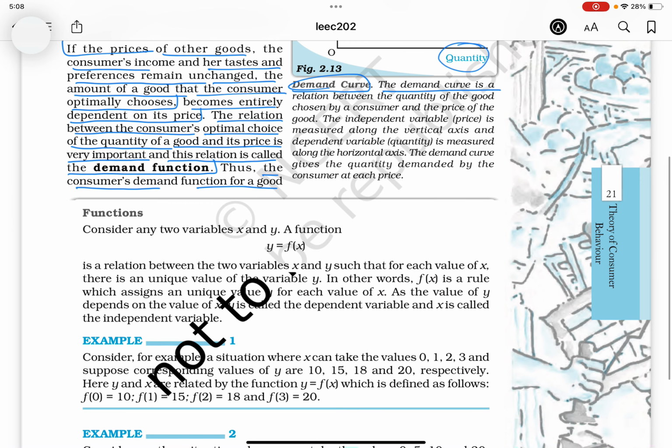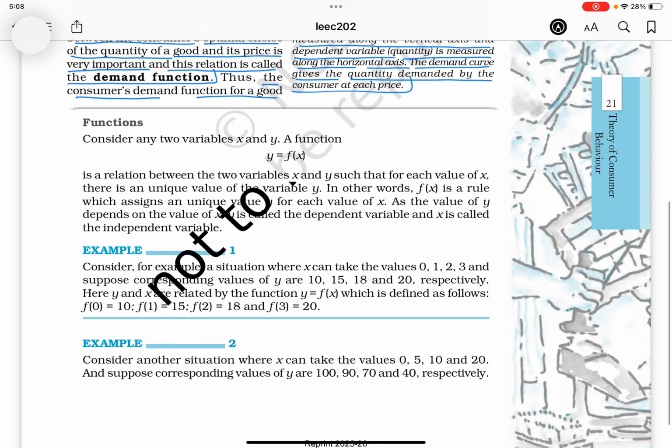The demand curve is a relation between the quantity of the good chosen by a consumer and the price of the good. The independent variable, price, is measured along the vertical axis and the dependent variable, quantity, is measured along the horizontal axis. The demand curve gives the quantity demanded by the consumer at each price.